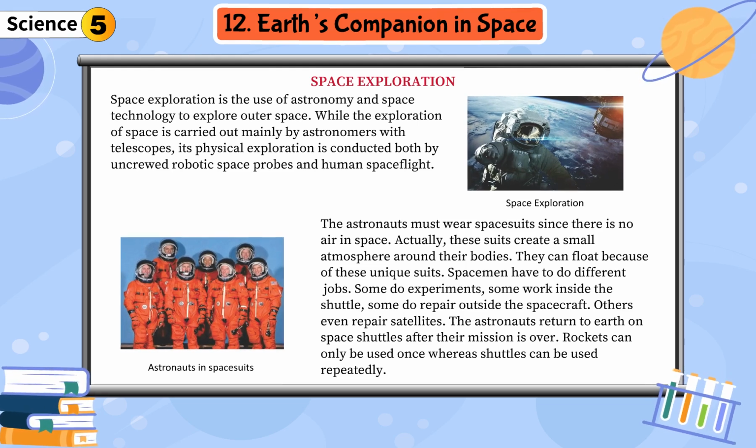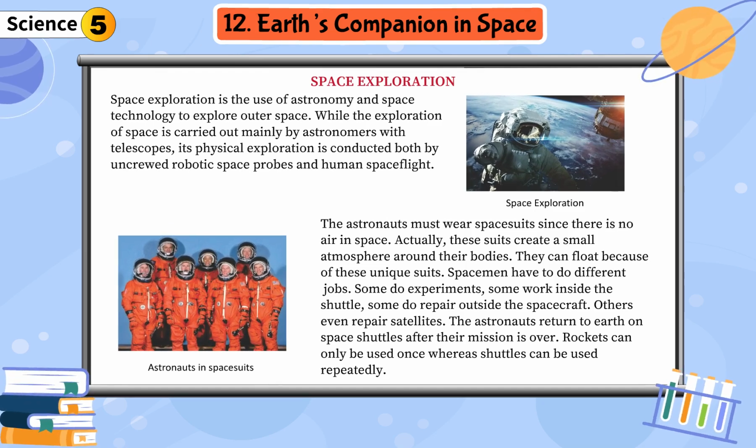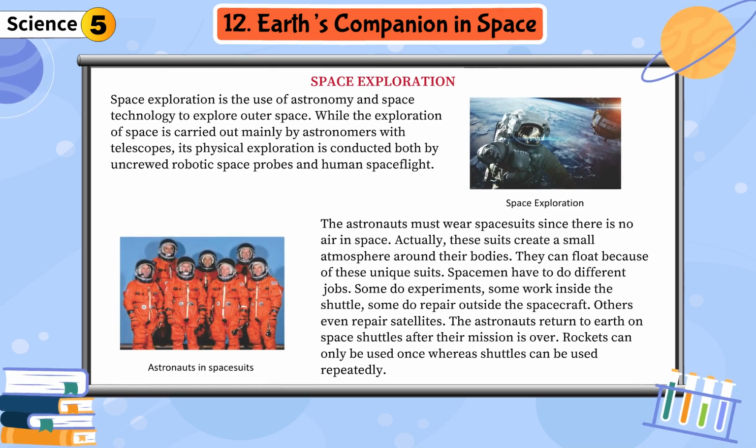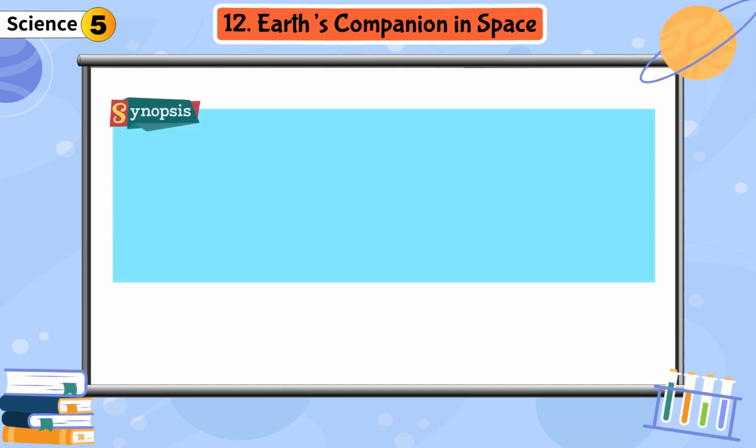Spacemen have to do different jobs. Some do experiments, some work inside the shuttle, some do repair outside the spacecraft. Others even repair satellites. The astronauts return to Earth on space shuttles after their mission is over. Rockets can only be used once, whereas shuttles can be used repeatedly.